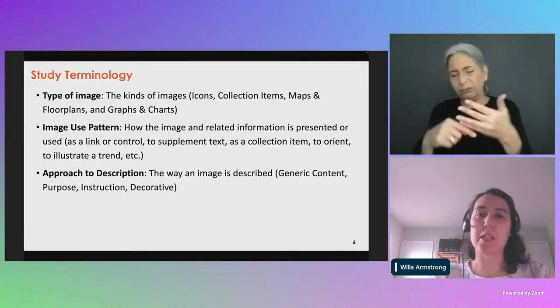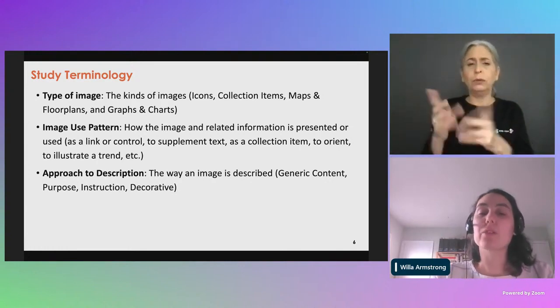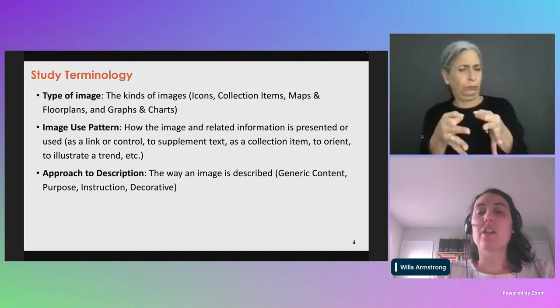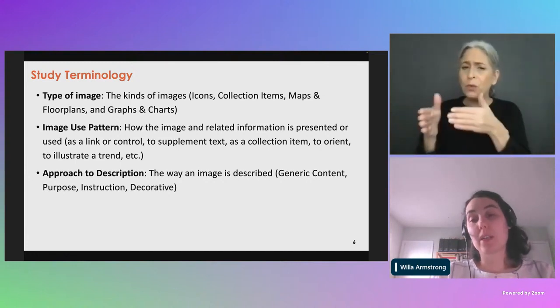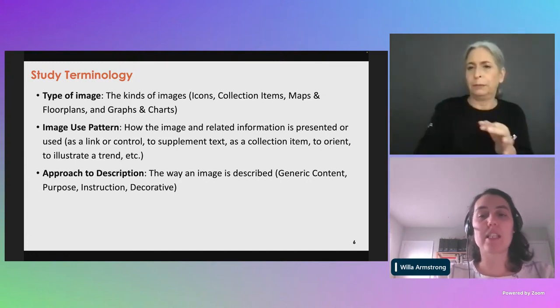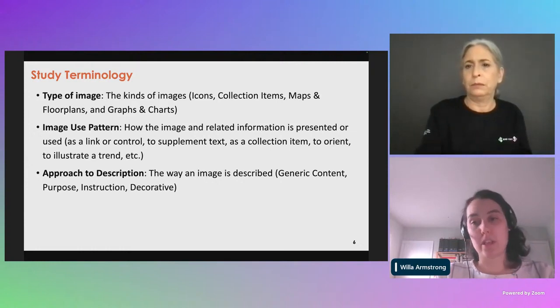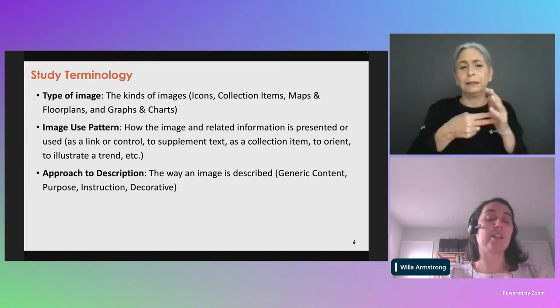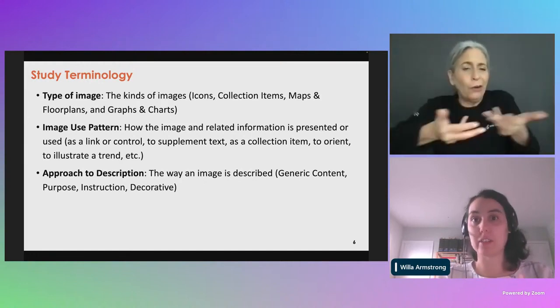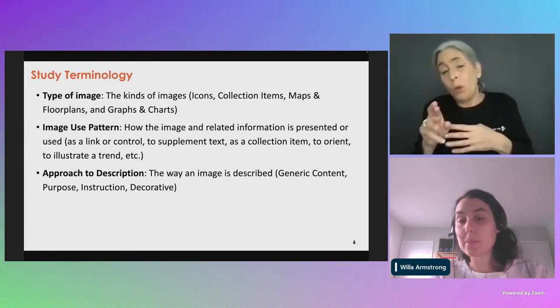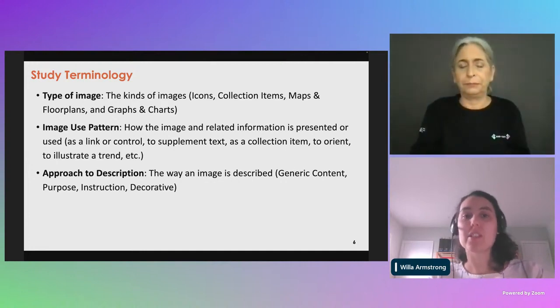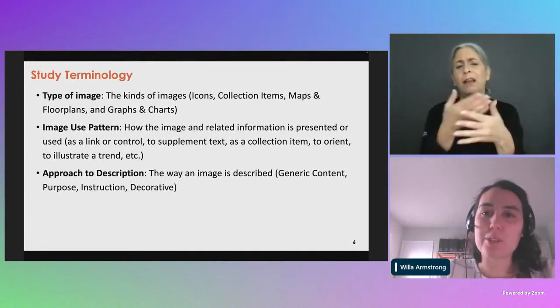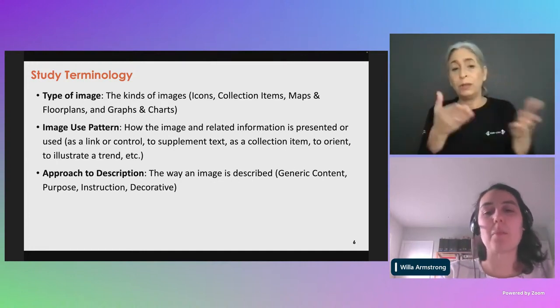And then the last terminology I'll define today is our approach to description. So these are the ways in which an image can be described. They could be things like a summary of the image, a description of the purpose, instruction on how to interact with an image if there is a level of interaction, or whether the image is decorative. And there's a lot more to say about the approach to description, which I'll hand off to Liz to speak more about.